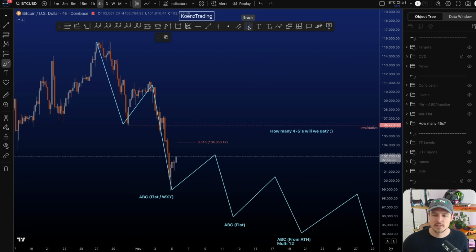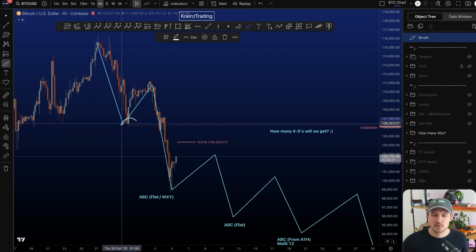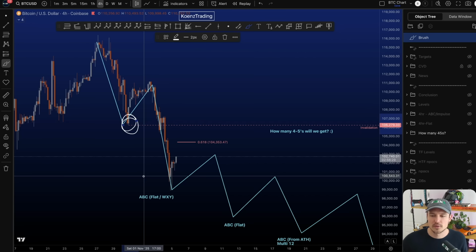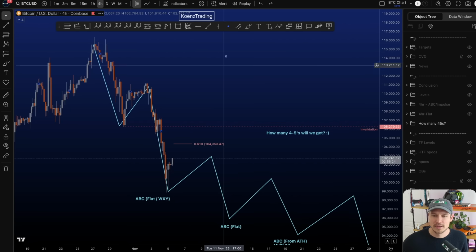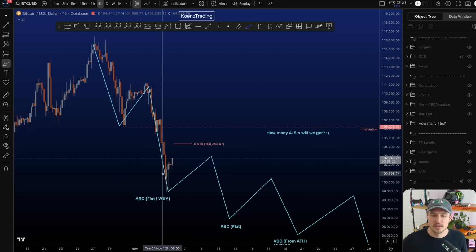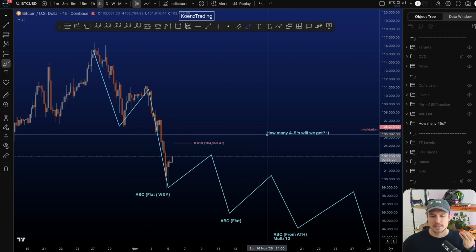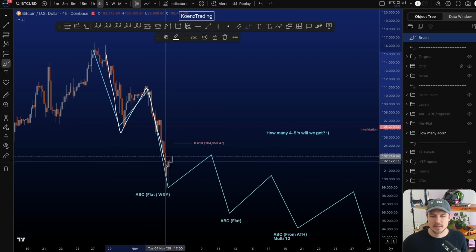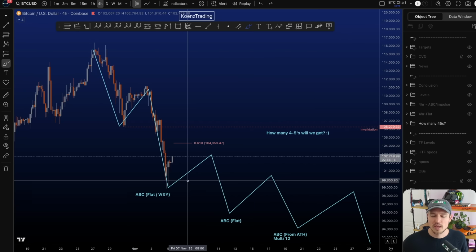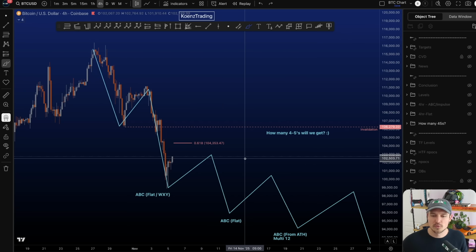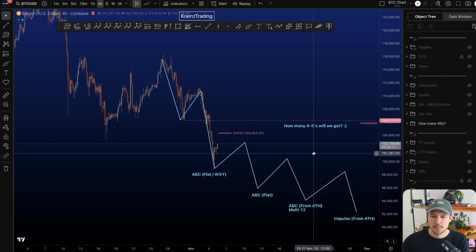However, additionally, what I would like to see is price move up to at least this low here at 106.3k. That would be step 2. If price can make it up here, the probabilities significantly increase that this is a 3-wave corrective structure, which opens the door to moves towards the upside.